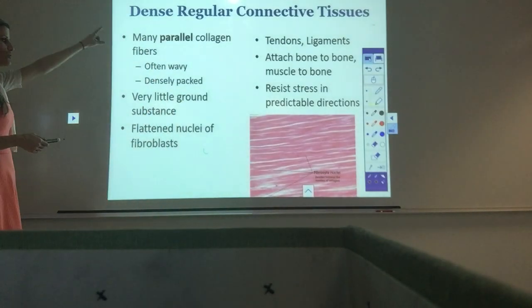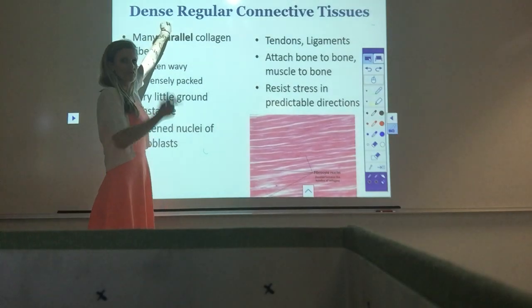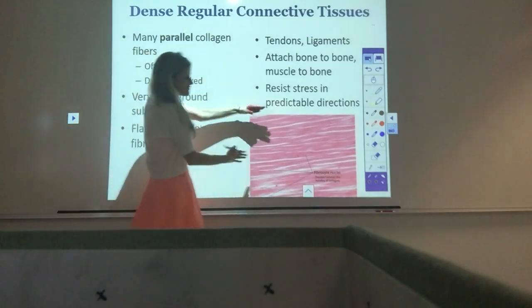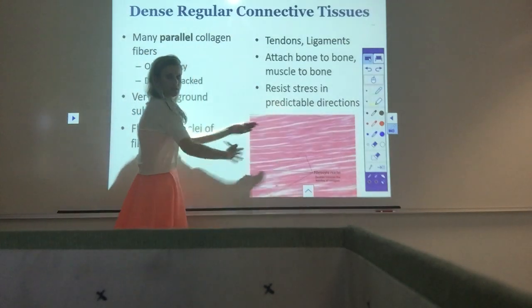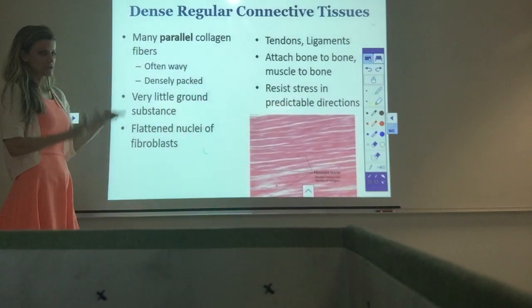So this is dense regular connective tissue. It's dense with collagen. Very, very densely packed collagen. And it's regular. The collagen fibers are organized beautifully. They're all kind of going in the same direction. That's dense, regular connective tissue.